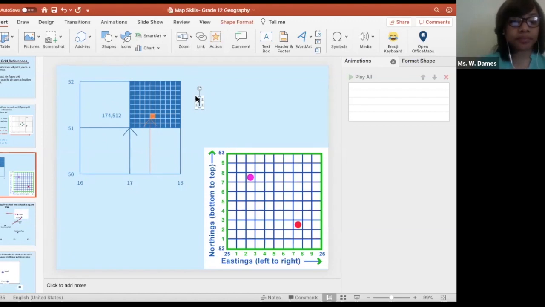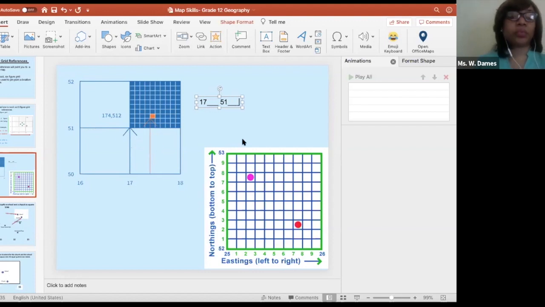For example, if we want to find the six-figure grid reference for our orange square, the first thing you're going to do, I want you to identify the 4-figure first. Remember we said bottom left-hand corner. You're going to have your eastings and your northings, so you identify eastings first. Our eastings is 17. I'm going to leave a little empty space there. So that's our 4-figure, and then we're going to find the northings for our 4-figure as well. Bottom left-hand corner, and it's 51.